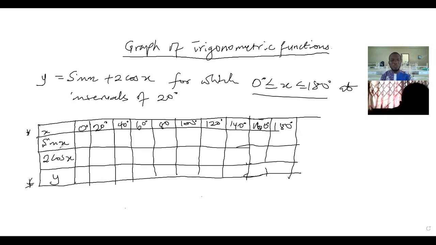Instead of just punching it onto your calculator and pressing equal to like we did for the first one, here you are going to calculate for sine 0 first. What do you have for sine 0? 0. So 0. 2 cos 0? 2. When you finish, you add the two of them.